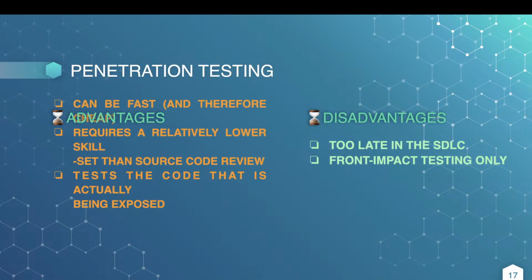This can be fast and therefore it can be cheaper, relatively cheaper, because it's still quite expensive. It requires a relatively lower skill set than source code review, for example, or threat modeling. I'm talking about those things because it's active engagement. Doesn't mean it requires a low skill set, it's just a little bit lower. And this is going to test the code that is exposed and deployed. We know that.